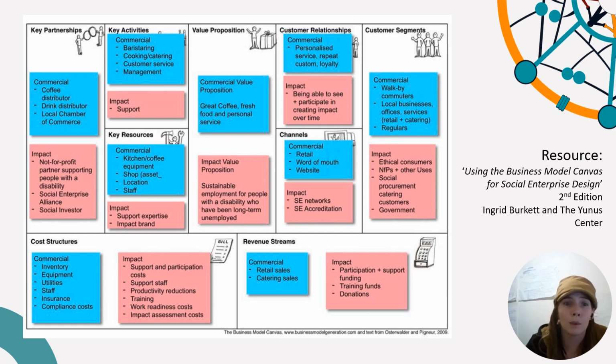Let's look at the first example, which I think I did with the group. We have the commercial aspects. There's a coffee distributor, a drink distributor, and the local chamber of commerce. How can you introduce impact to those areas? We have a not-for-profit partner that's supporting people with disabilities, social enterprise alliance, and social investor.